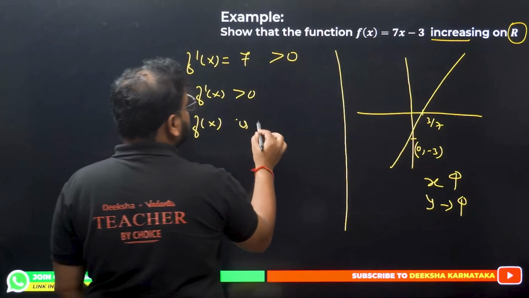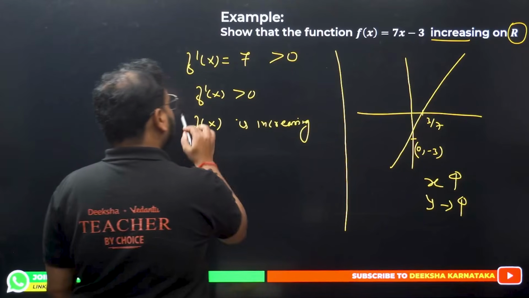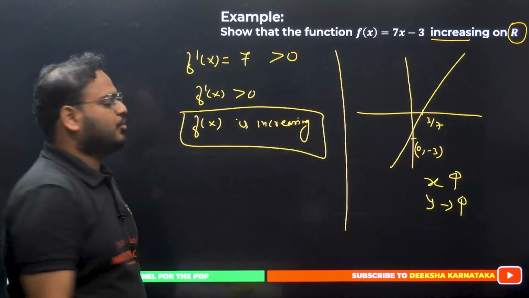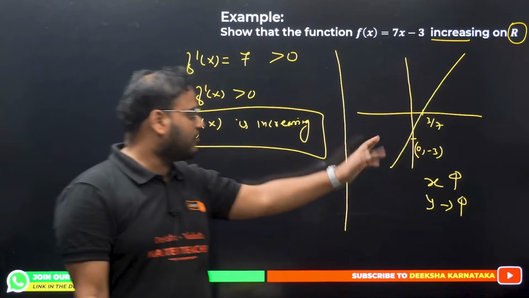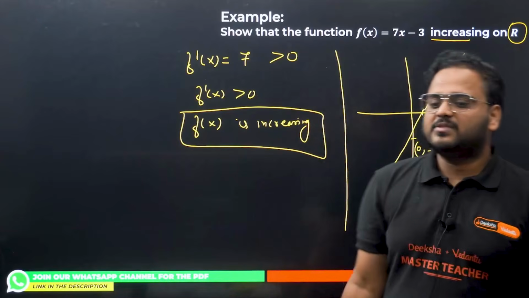f(x) is increasing in nature. So you have both the methods over here. Draw the graph and understand from the graph. Otherwise, use the derivative approach to get the answer. I hope this is very much clear.